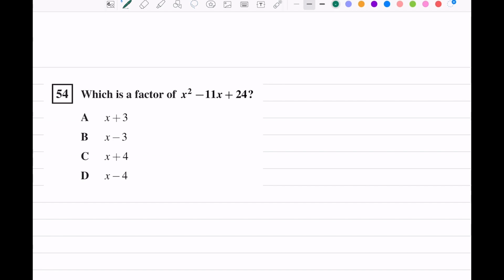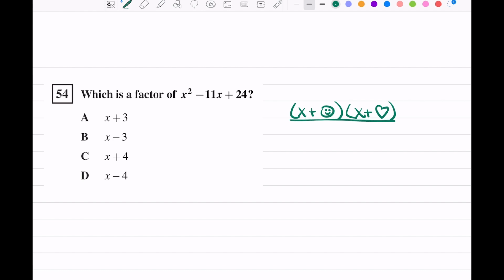Which is a factor of x squared minus 11x plus 24? So we just have one variable. That's something we're used to. So when we factor this, we're going to get x plus smiley face times x plus heart. So we just need to figure out our smiley face and heart.